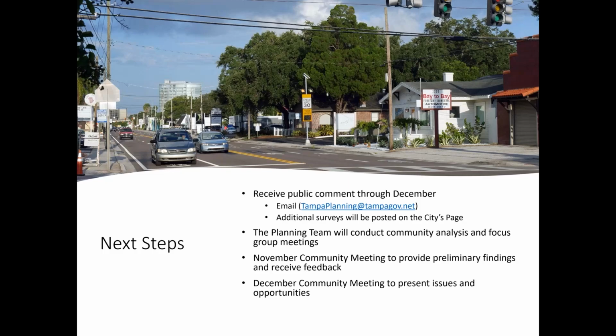I mentioned that we'll have a November community meeting to provide the preliminary findings and receive feedback. It'll either be a GoToWebinar like this, or if we're in the mode of having live meetings, we'll have a live meeting. We'll know closer. And then we'll have another December meeting to present the issues and opportunities. That will take us to the completion of the public engagement phase. And then after the first of the year, we'll start on the development of the concepts and the ideas for the actual plan. We'll come back at the end of the year with a more specific schedule of how that will lay out.